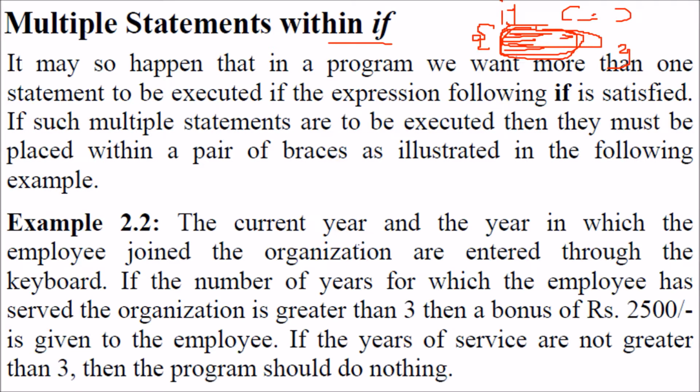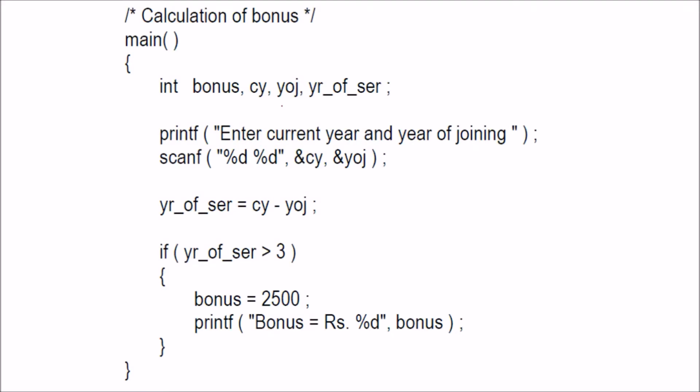We'll see an example. The current year and the year in which the employee joined the organization are entered through the keyboard. If the number of years for which the employee has served the organization is greater than 3, he gets a bonus of 2500. Otherwise, he won't get anything. If the years of service are not greater than 3, the program should do nothing. See, this is our program. This is bonus, this is current year, this is year of joining, this is year of service.